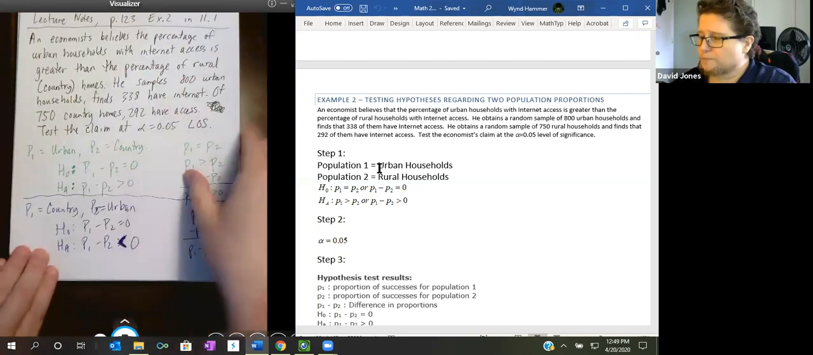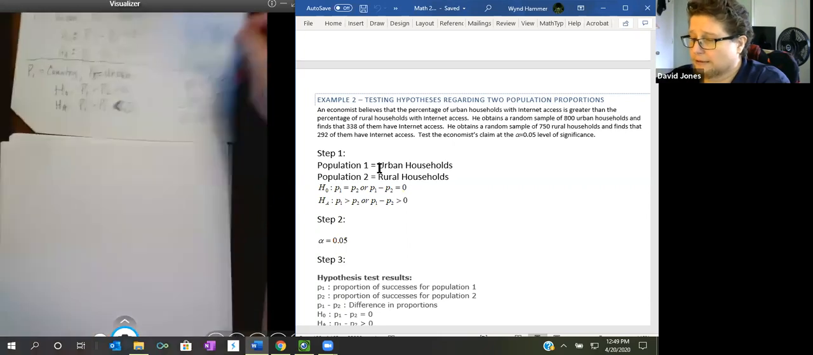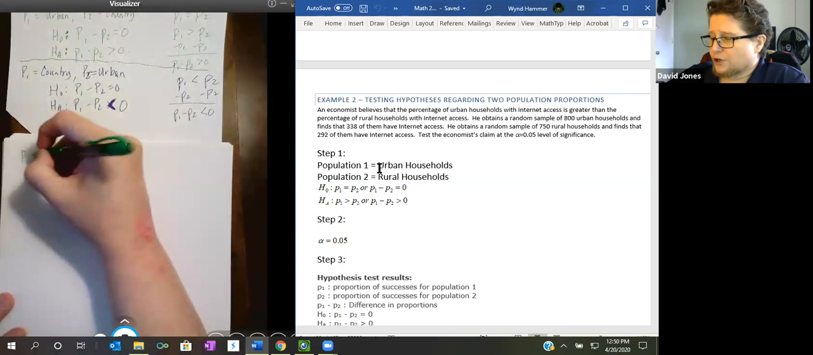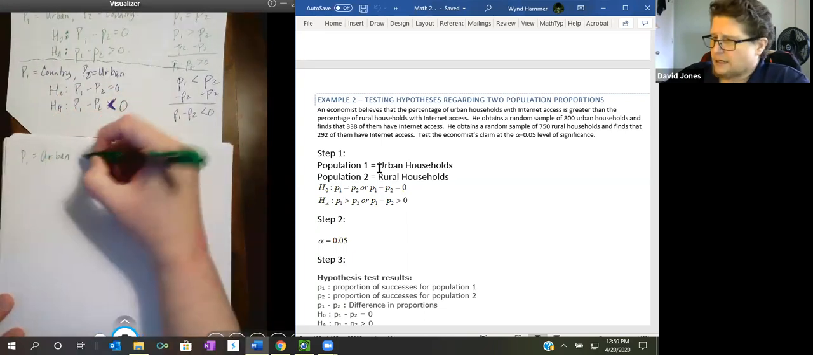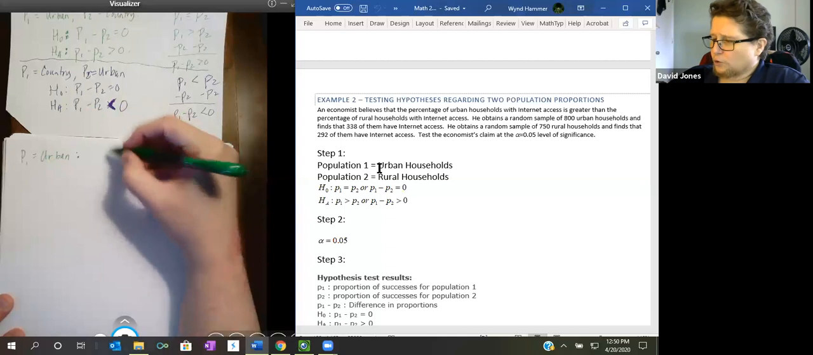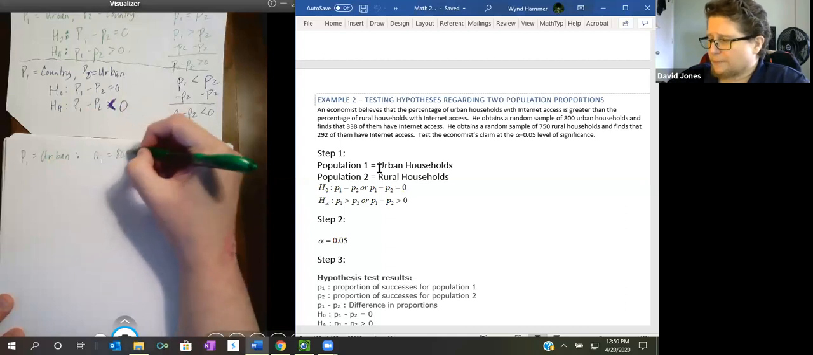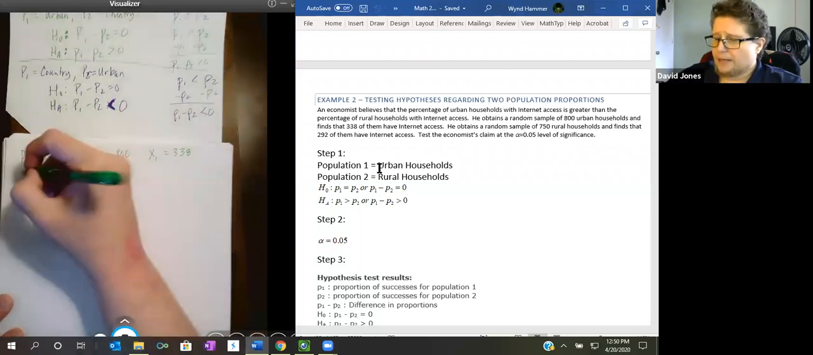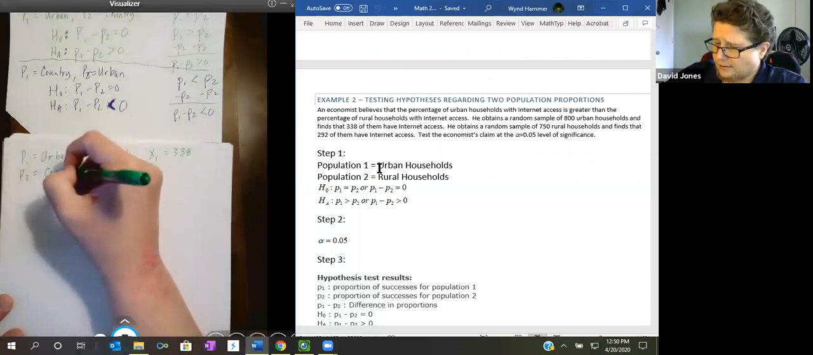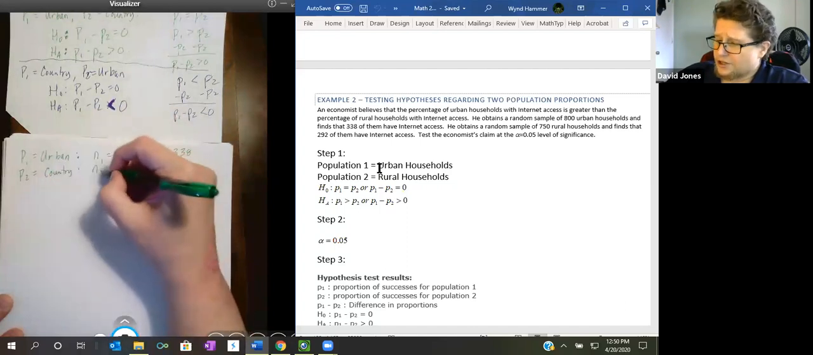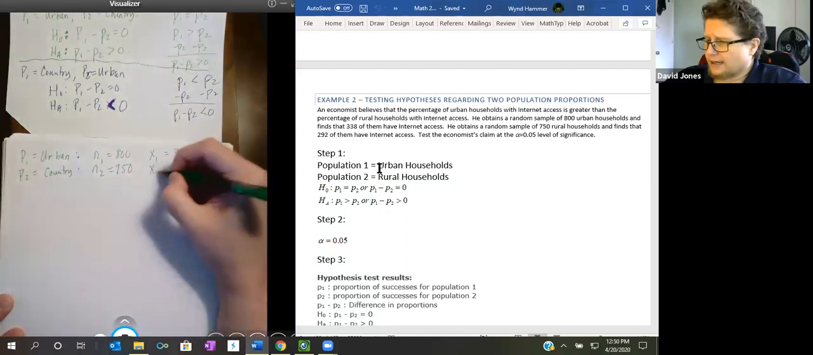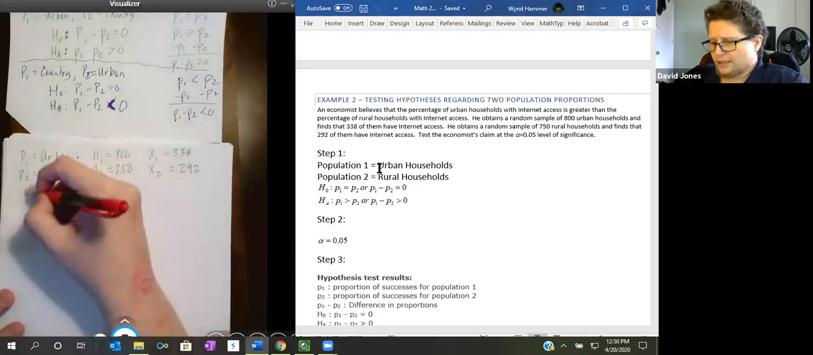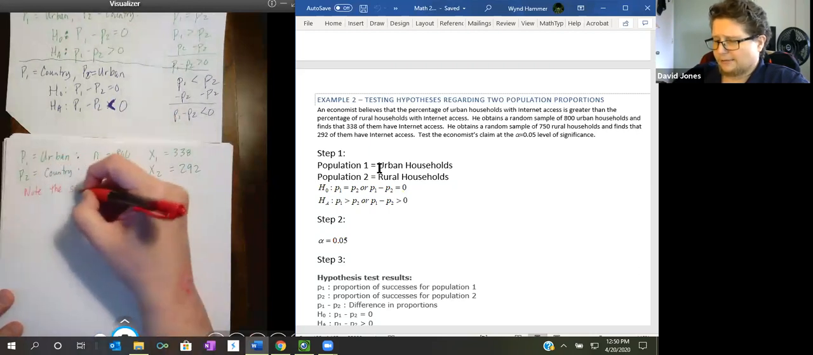So let's use the green one. Let's use the top one. So we're going to go with P1 is urban. And he told me that N1 was 800 people. X1 was 338 have access. P2 is country. N2 was 750. X2 was 292. Note the samples don't have to be the same size.